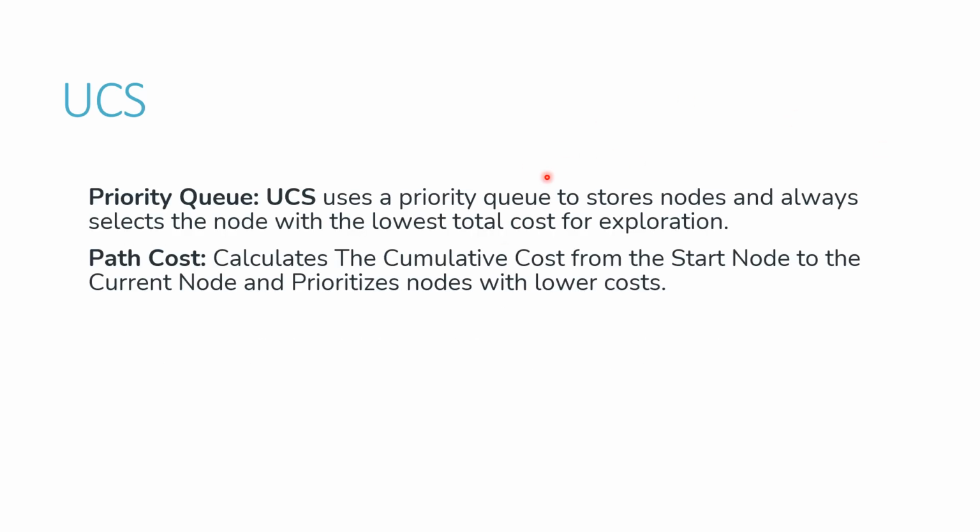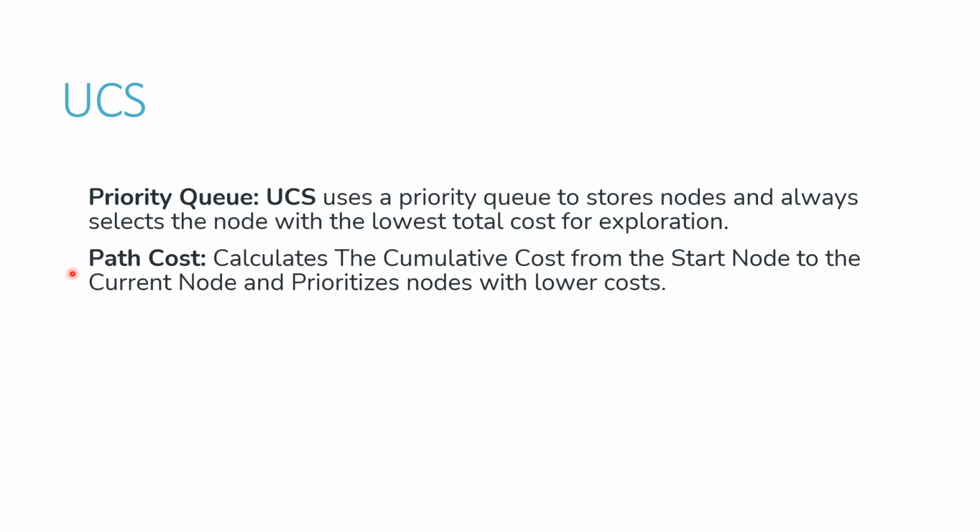In this, the familiar words we are using are priority queue and path cost. So what is a priority queue? Uniform Cost Search uses a priority queue to store nodes and always selects the node with the lowest total cost for exploration. Always the cost will be minimum, that shows the best path. So we have to choose the lowest cost, that is the very important thing. That lowest cost is the total cumulative cost from the start node or root node.